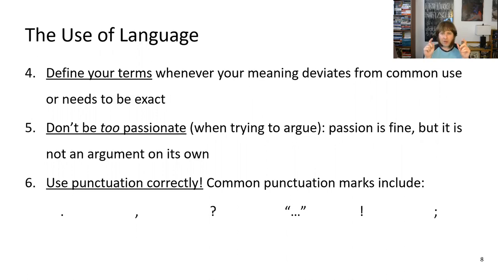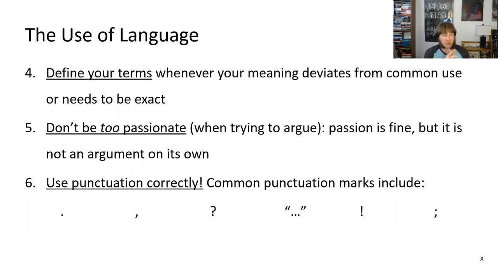If you use a pair of commas, you can offset something that could be omitted from the sentence. So you can use a pair of commas the same way you'd use a set of parentheses or brackets to put in some information that doesn't necessarily have to be there. So for instance, on point 5, don't be too passionate when trying to argue. If this were a fuller sentence, the "when trying to argue" could be offset by a pair of commas on either side rather than parentheses.